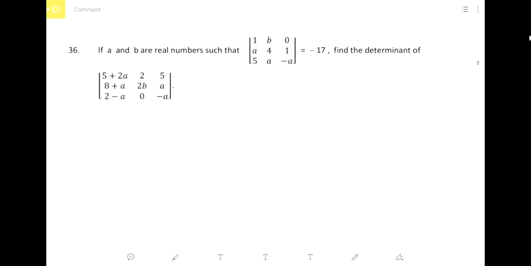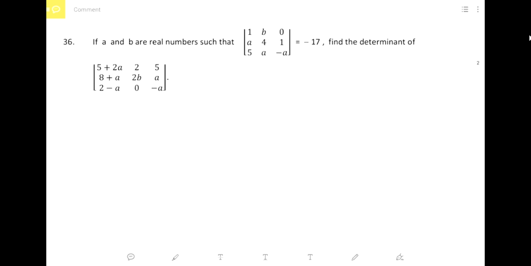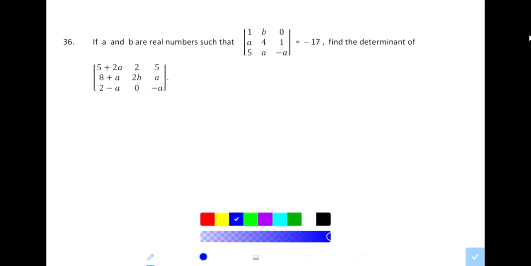Okay, number 36, right? This number 36. If you want to do it, I suggest that you go watch my video clip number 7. It's about column and row operations, the column and row operations.